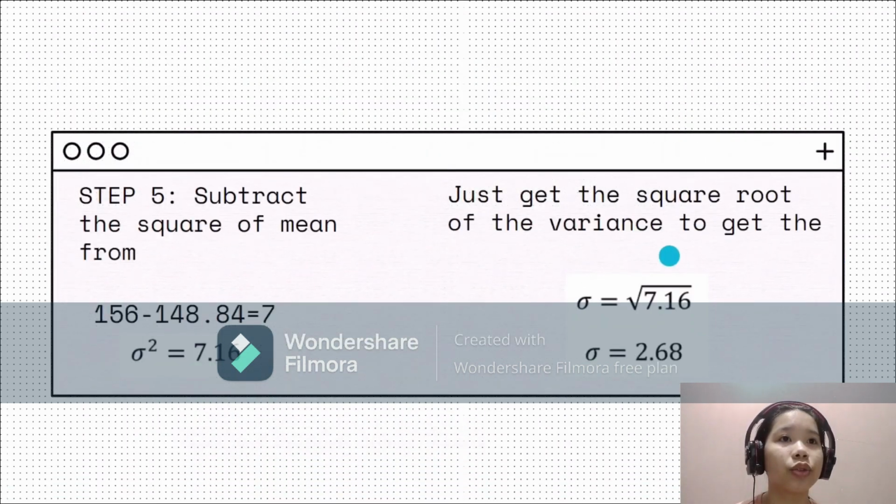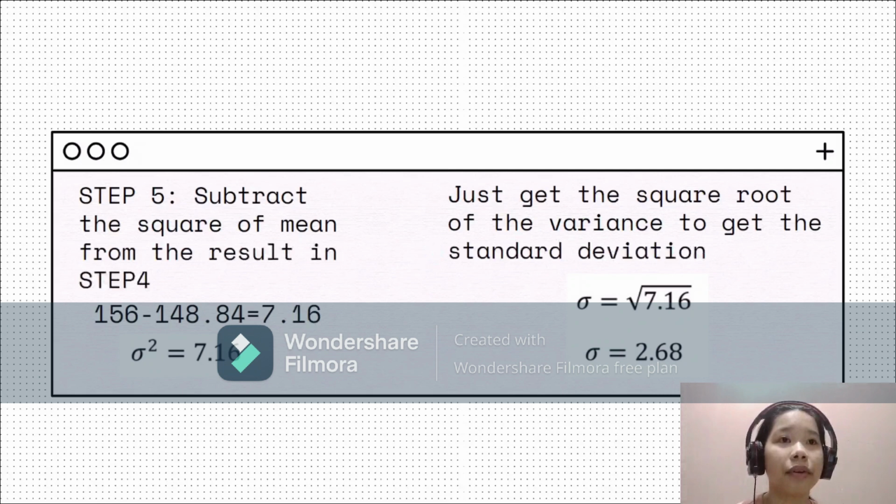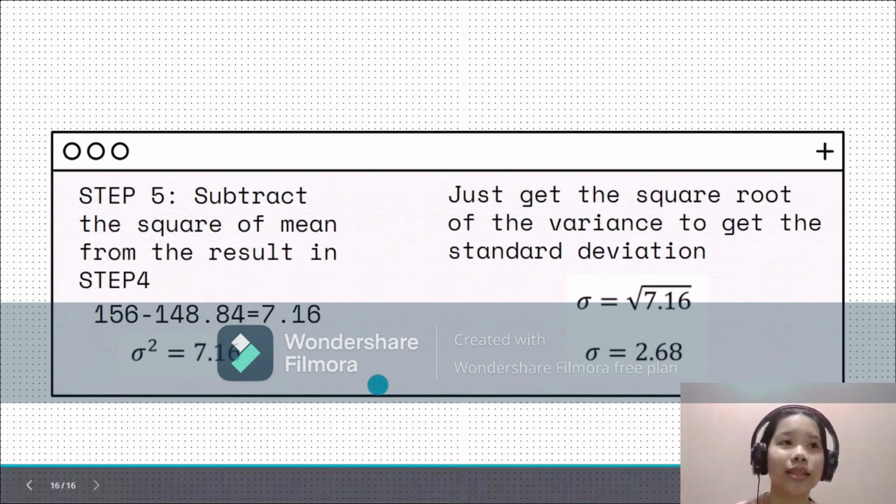So step 5 is to subtract the square of the mean from the result in step 4. Earlier we got the square of the mean, which is 148.84, and we're going to subtract it from the value that we got from step 4. So 156, the value from step 4, minus 148.84, which came from the square of the mean, equals 7.16, and the variance is equal to 7.16.